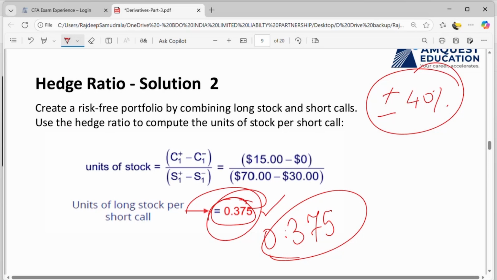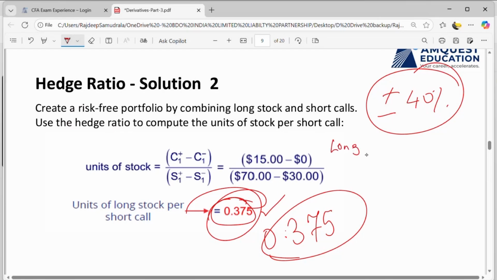Understood now? There's a completely different hedge ratio based on the quantum of the movement in the up and down. Are we clear now? Sorted? Now you tell me. Last sum I'll make you do. You know it's 0.375. I'm giving you a scenario.